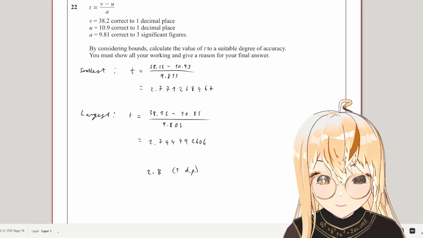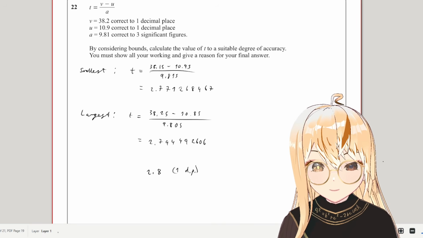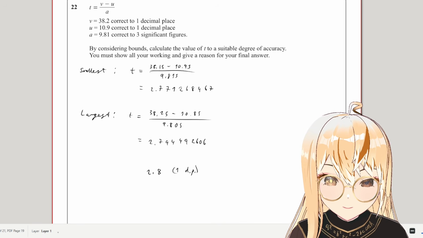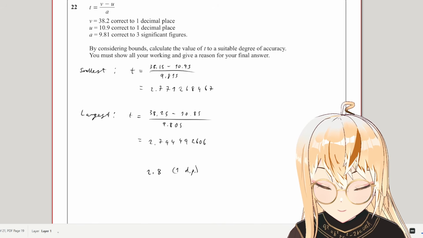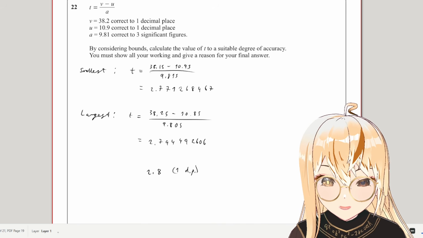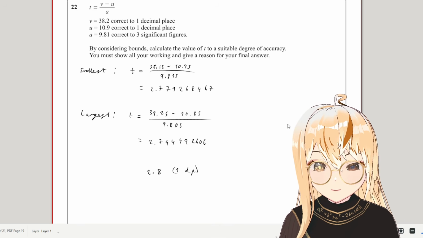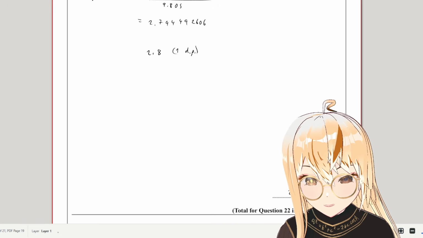This is the best approximation that they both round to. If we say had 2 decimal places, the top one would round to 2.77 and the bottom one would round to 2.79, which are different. But if we have 1 decimal place, they'll both round to the same thing, which is 2.8. And that's your explanation.